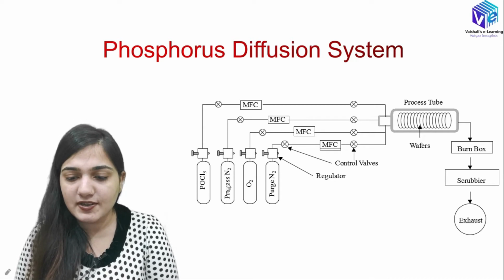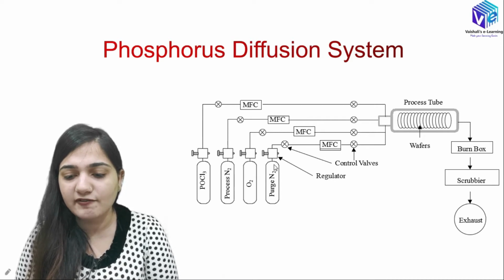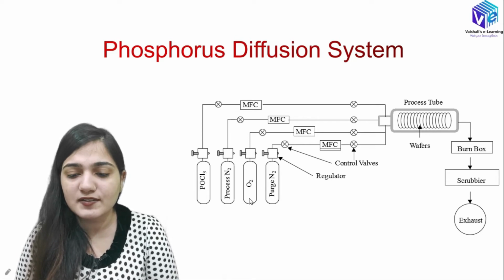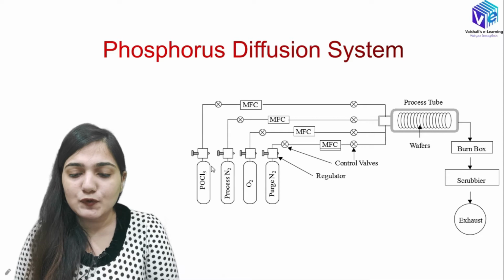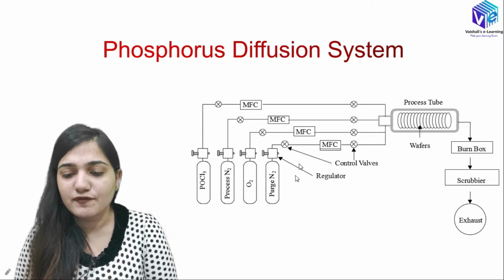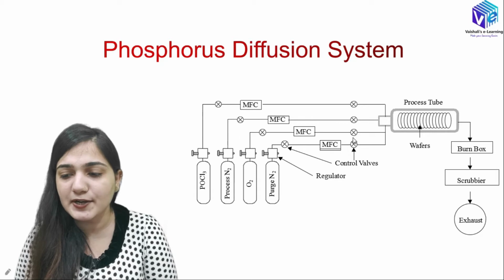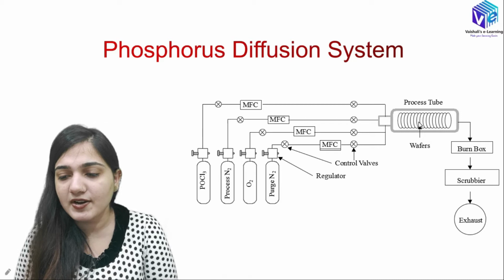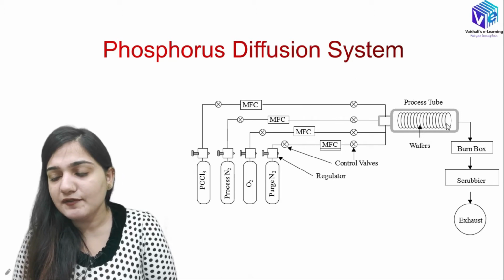Okay, so now coming to the system, what kind of system we have for the phosphorus diffusion. Here you can see we have processed nitrogen gas, we have purged nitrogen gas, we have O2 gas. Oxygen gas is also required, and then we are using the POCl3 gas. First of all we will be sending the purged nitrogen gas, then we will be sending the processed nitrogen gas. In the processed nitrogen gas we will be sending the various wafers, then we will be sending the POCl3 and O2 gas, and all of the reactions will be taking place.